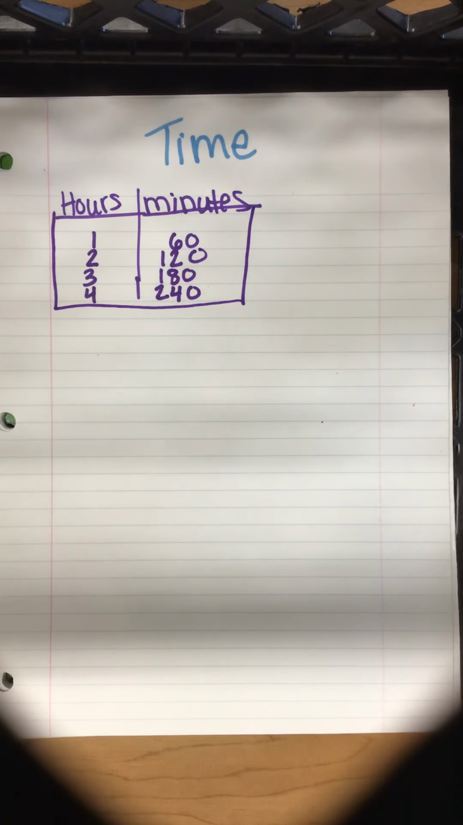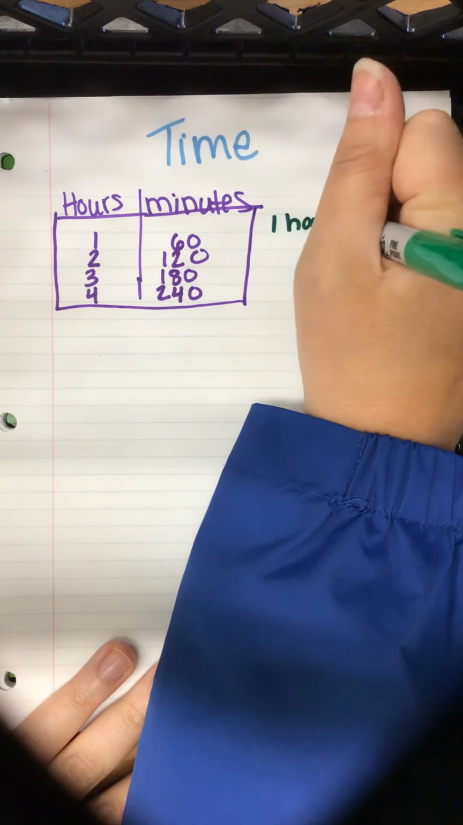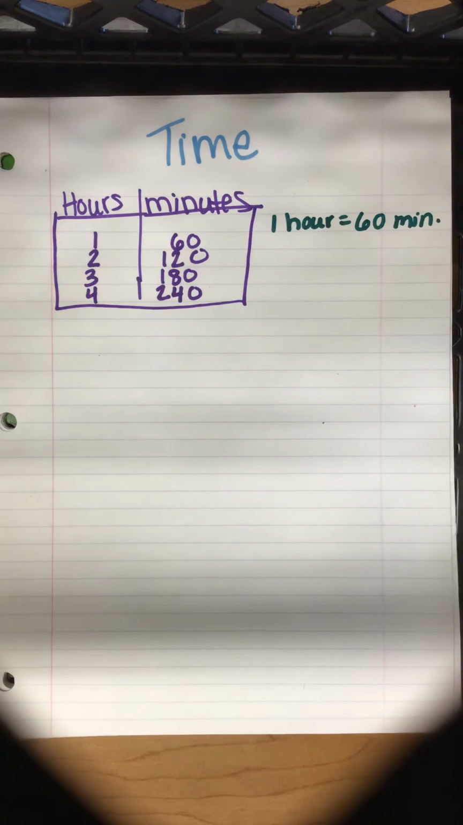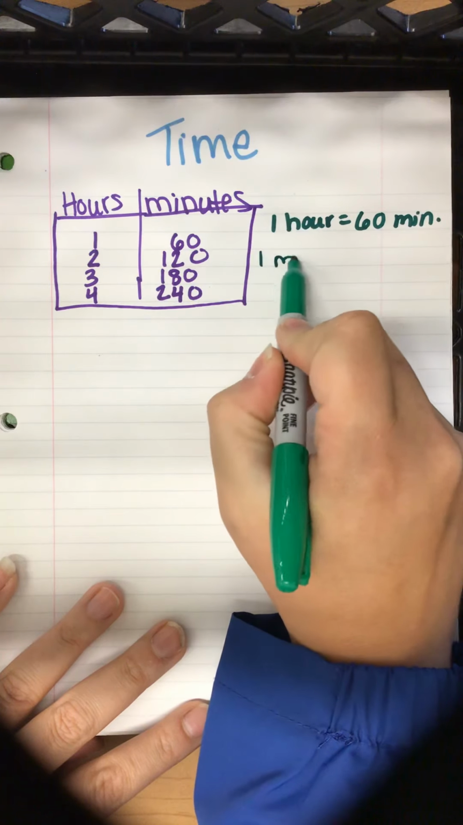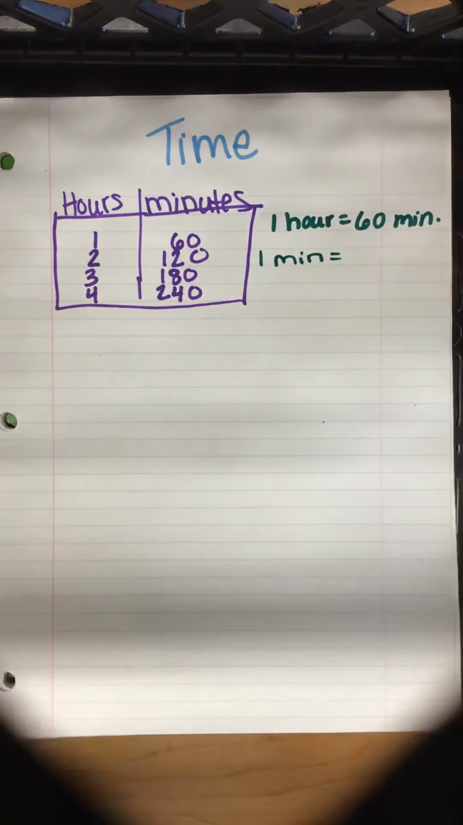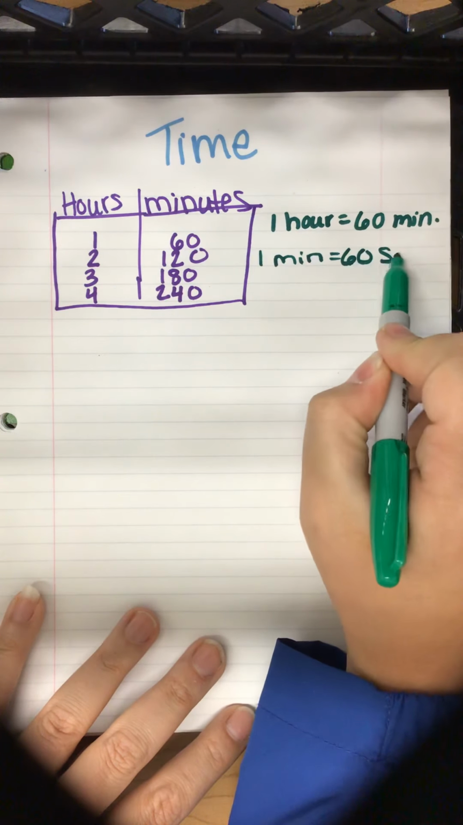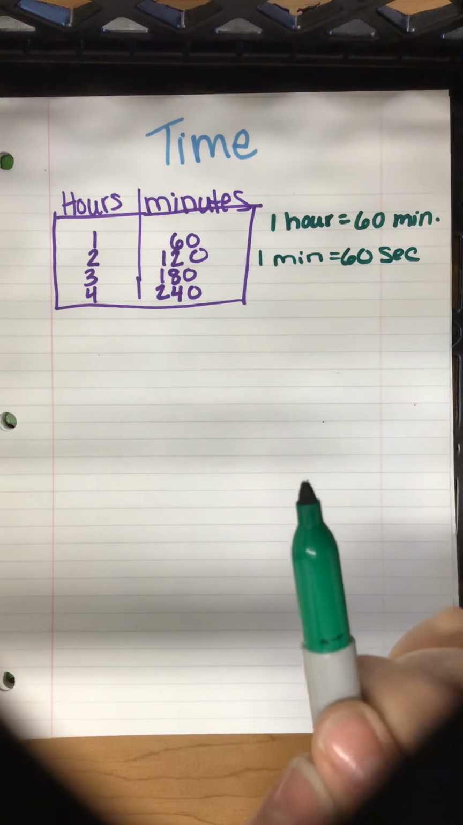So now, let me write that over here. 1 hour, 60 minutes. And I'm gonna write MIN for minutes because I'm running out of space. Let's look at the minute. So if I break down a minute, 1 minute is broken up into what on the clock? Hopefully you told me 60 seconds. If you didn't, we're gonna have to have a chat. Okay?